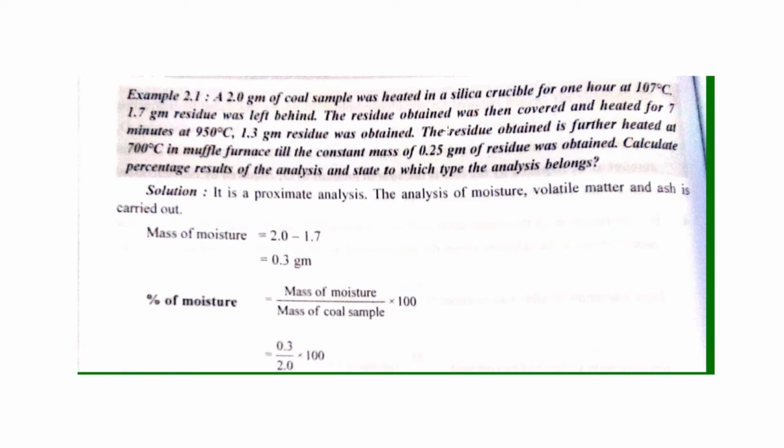So in this problem, we can conclude that this is a proximate analysis based problem, and we have to find 4 parameters. One is moisture content, another is volatile matter, third is ash, and fourth is percentage of carbon.